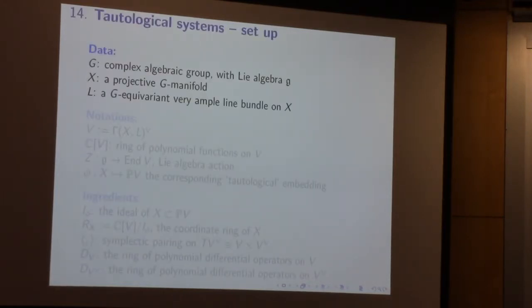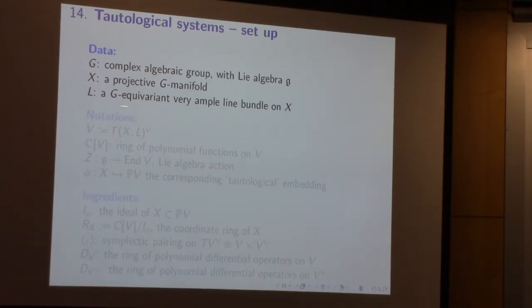Okay, so this is the second part of my talk. I want to introduce a class of differential systems, or D-modules, which I will call tautological systems. So here's the initial setup. There's quite a bit of notation, but I'll give you a baby example to help you keep track of all this data.